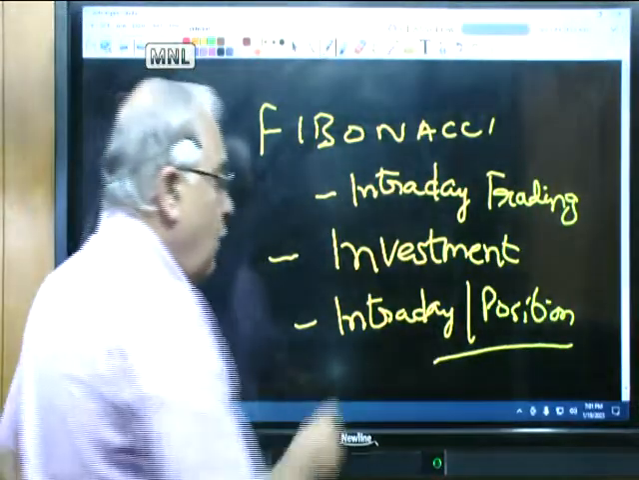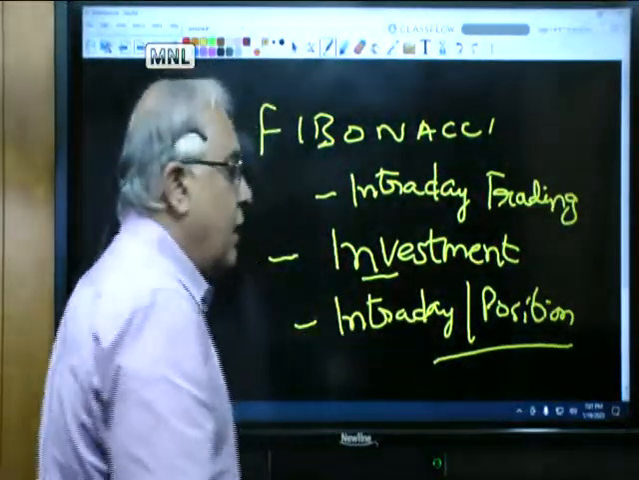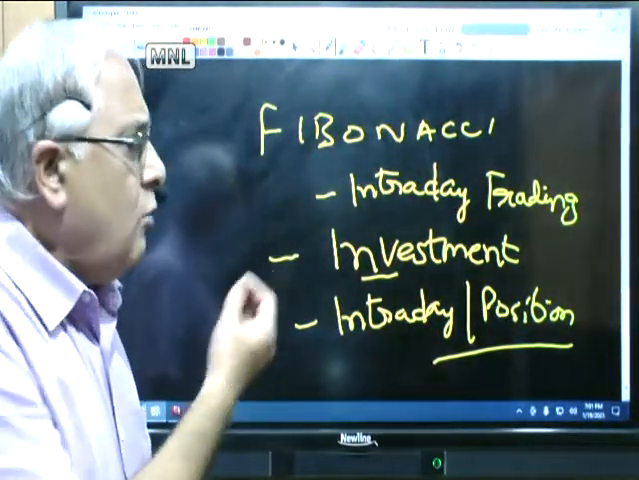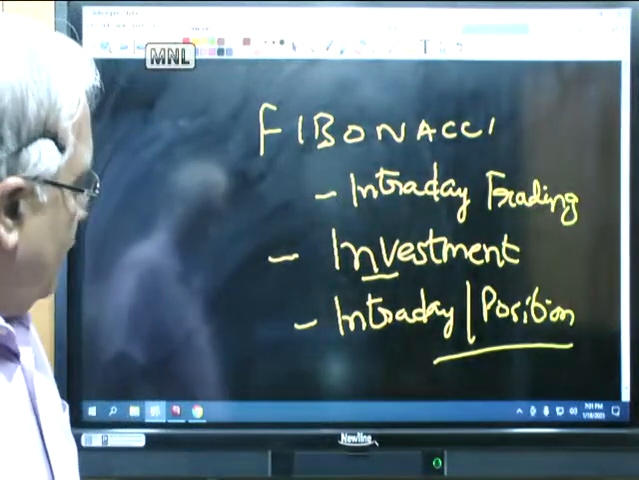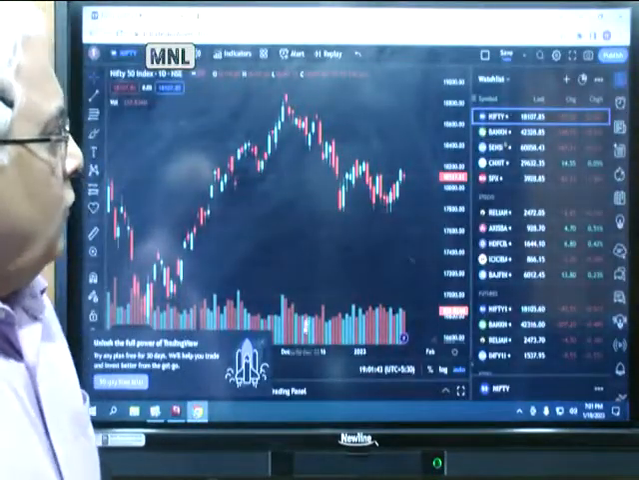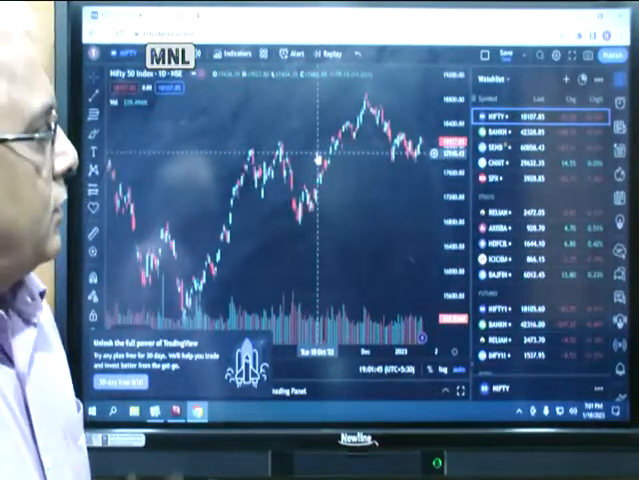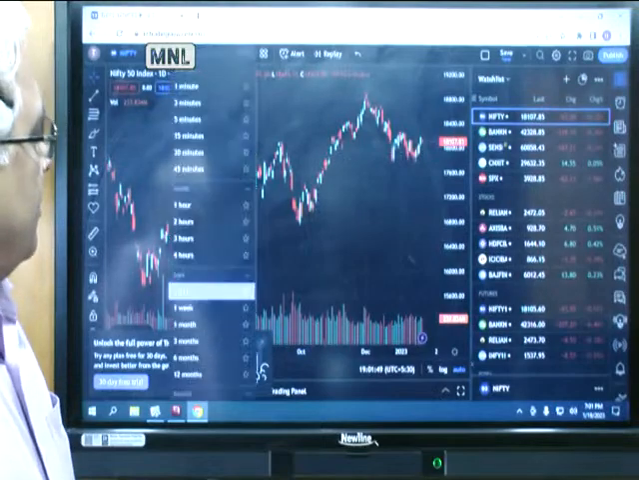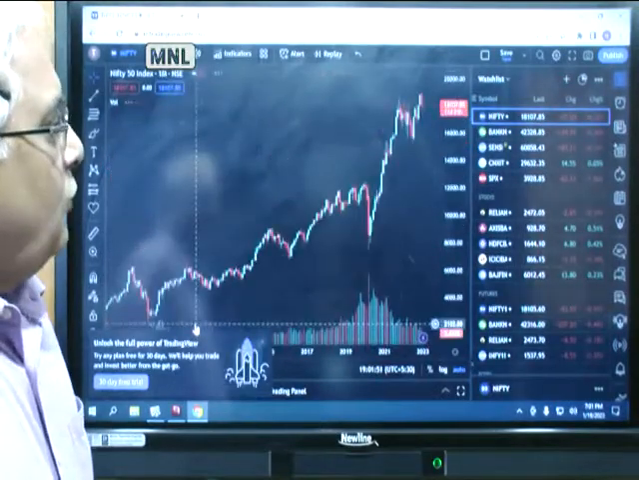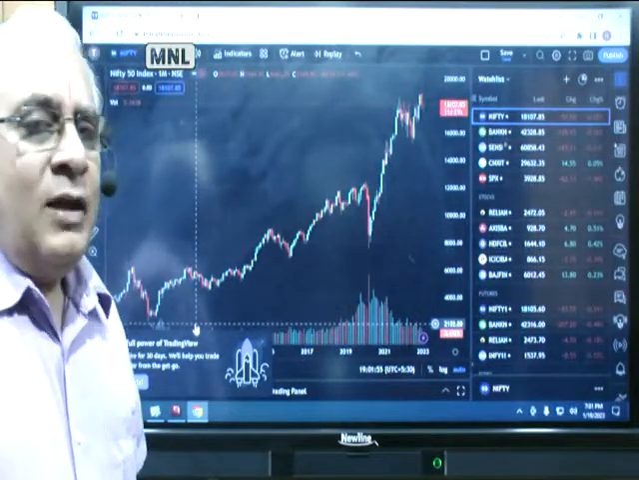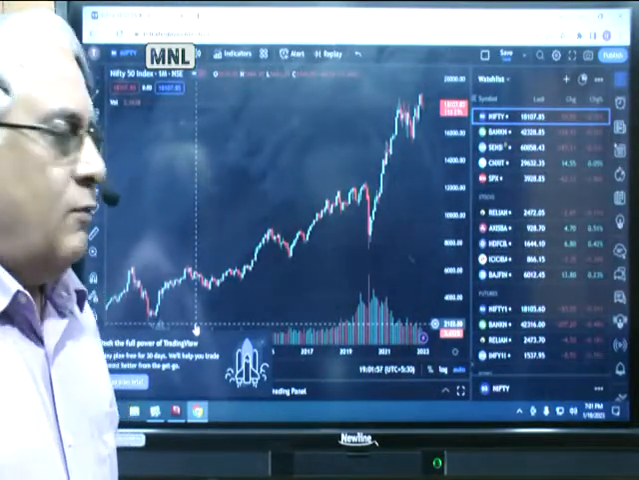For investment purposes, we have already used it, but before we go to intraday trading, we will illustrate this again. Now, this is the Nifty chart. Let's look at the big chart for investment purposes. This is the monthly chart. Normally for investment, it is better to wait for a bigger retracement before you invest.